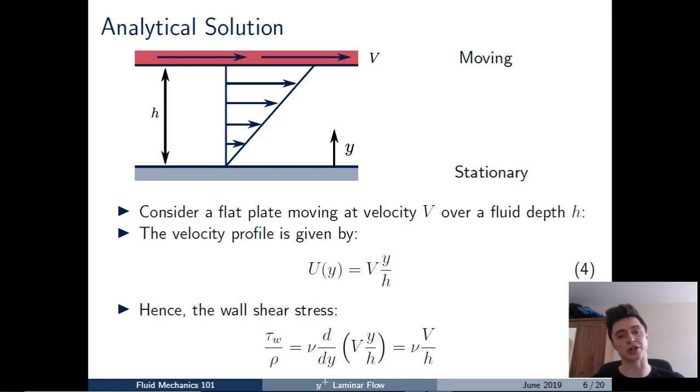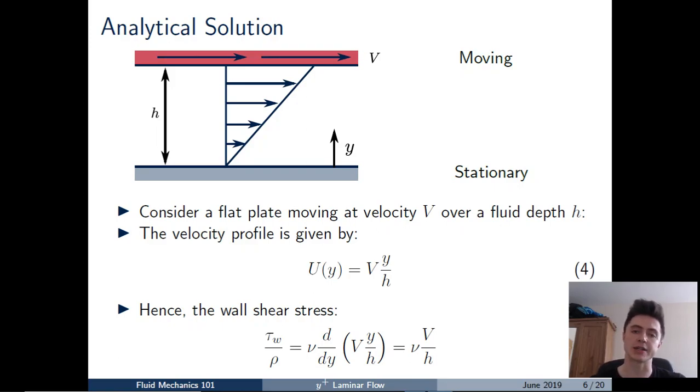And the solution to this problem, the velocity profile, which satisfies the Navier-Stokes equations, is given there in equation 4. And what this velocity profile of course means is that the fluid velocity at the bottom will be 0, and the fluid velocity at the top in contact with the moving plate will be given by capital V there. And so for this flow scenario, as we know the velocity profile, we can calculate the wall shear stress.